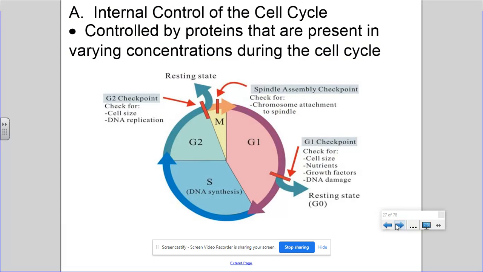Okay, the internal control of the cell cycle. We're going to look at the proteins that are present in varying concentrations in the cell cycle that will actually determine whether the cell goes through a checkpoint. Because remember, the cell is not just like a car going through a racetrack with a green light that keeps on going. Instead, there is a system of protein controls that will signal when the cell needs to do something.